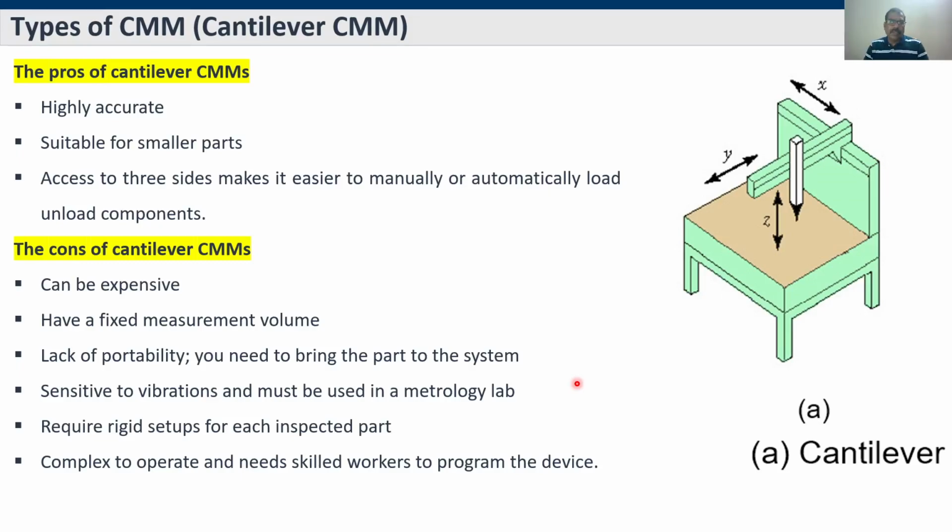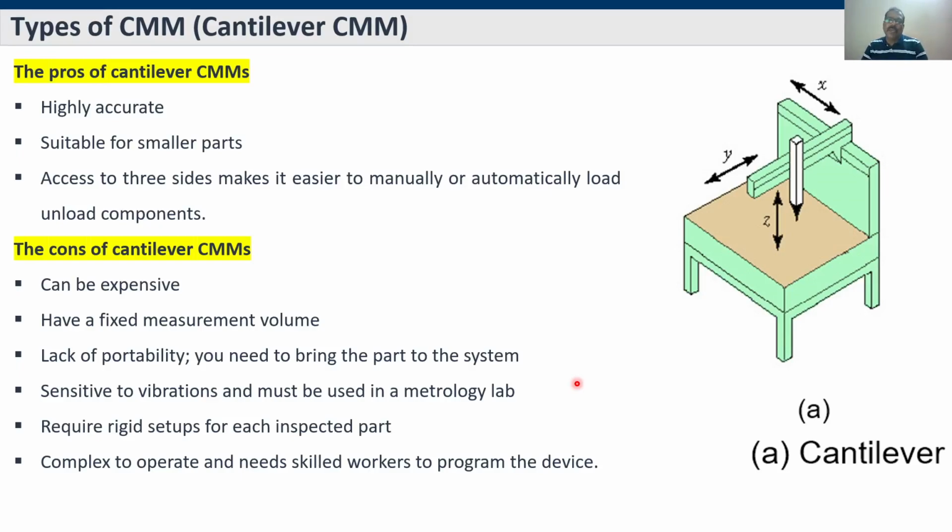Lack of portability. You need to bring the part to the system, even though three sides are there. Loading, unloading is automatic, but you need to bring that component. It is also affected by vibration. So you have to keep this under a special environment like a metrology lab. Why are we telling metrology lab? It is an environmentally controlled environment, including temperature and humidity. In a CMM lab, you might have seen it is a closed room and pollution free.